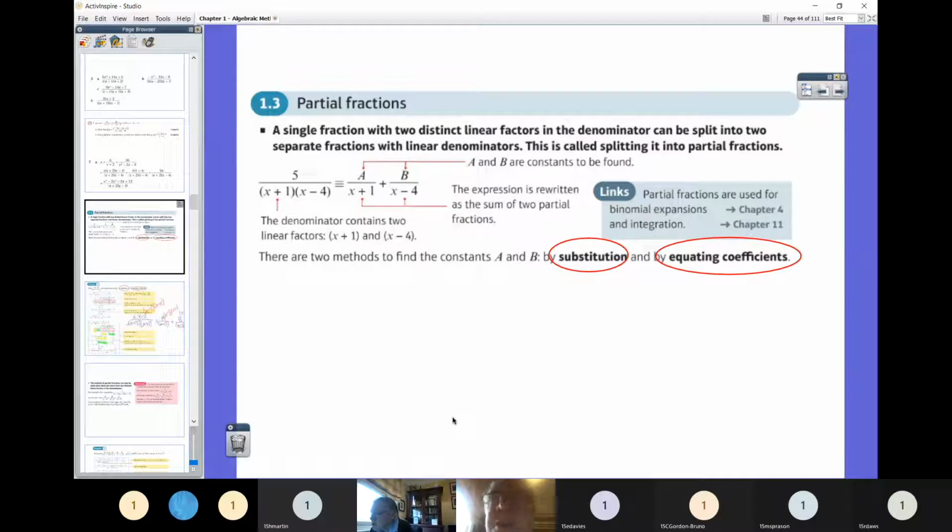So I think it's important when we kick off with this that you make sure you can do it both ways, and then you can pick and choose question by question, going for substitution if that's allowed. Okay, so let's go and have a look at some examples.